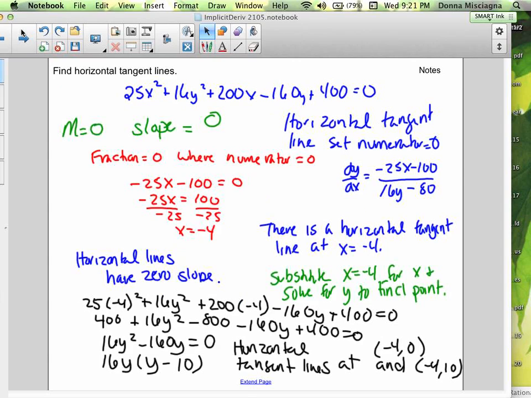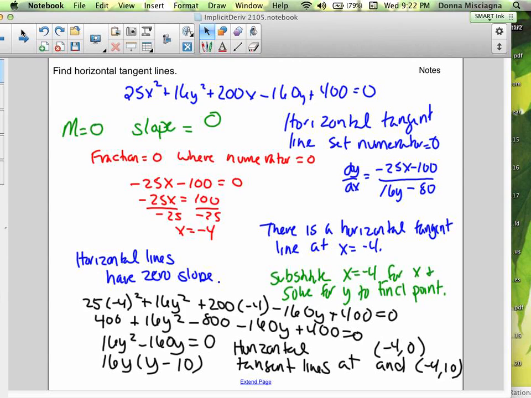So there is a horizontal tangent line at x equals negative 4. Remember, the derivative was negative 25x minus 100 over 16y minus 80, and a fraction is equal to 0 where the numerator equals 0. Or you could plug 0 in for dy/dx, and if you cross multiplied, you'd still get 0 equals negative 25x minus 100. Horizontal lines have 0 slope, but we need to find the y value.